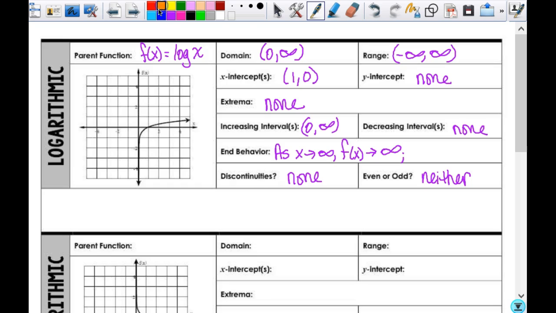All right, so our anchor points. We got this one. And then it would be nice to have another one. What would another one that would be easy make sense? If it's log base 10, what's log base 10 of 10?